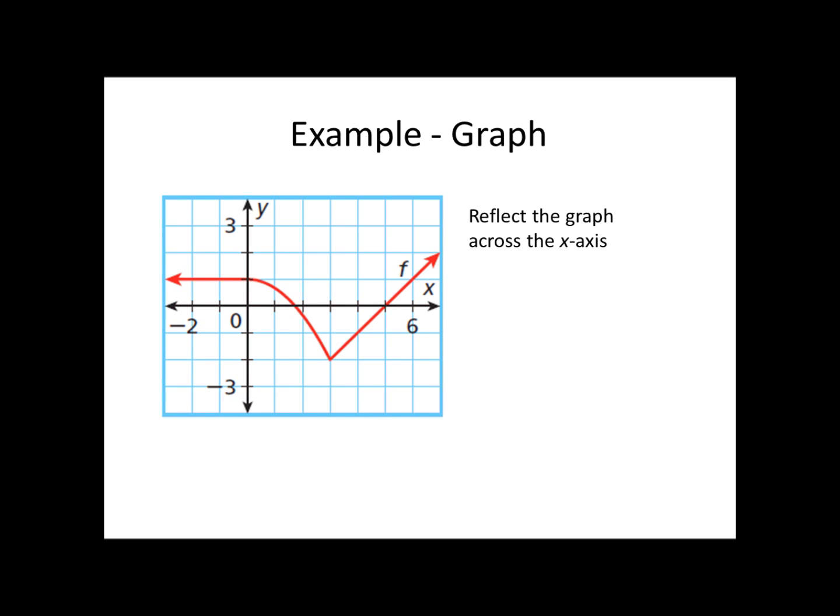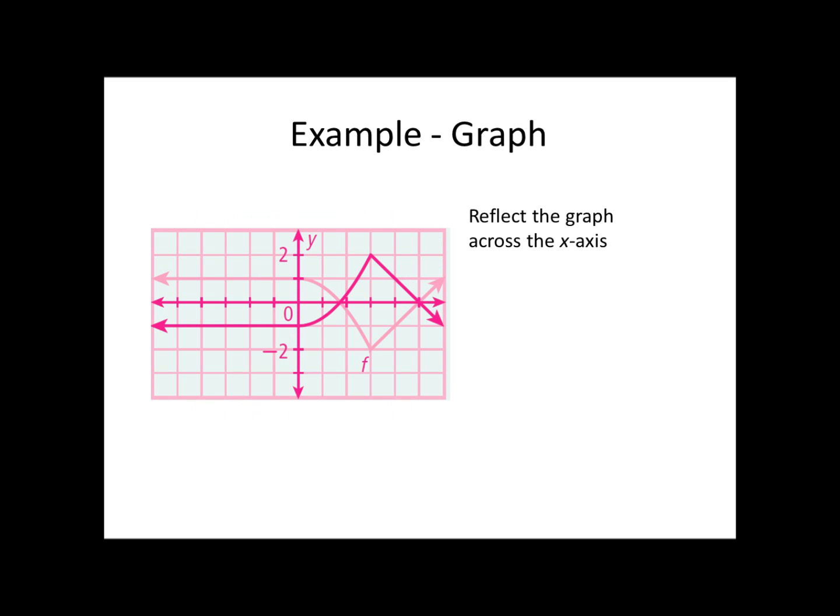Now let's take this graph and reflect it across the x-axis. Now in this case, that vertex point is going to move from below the x-axis to above the x-axis. And here again we see the original graph in the light pink and the new graph in the dark pink.